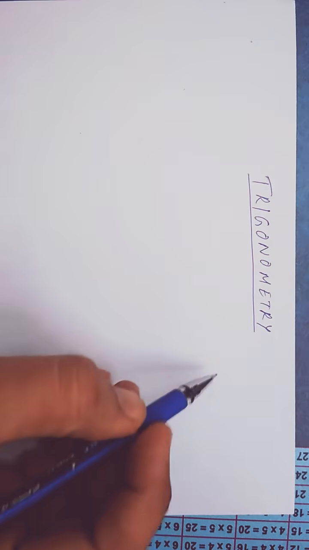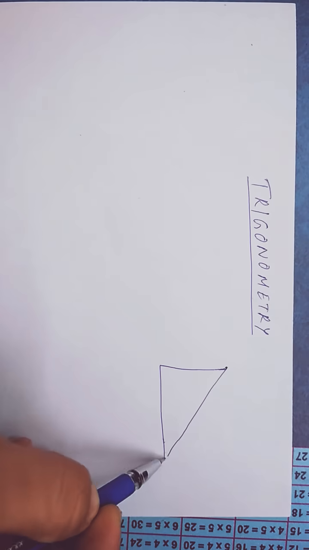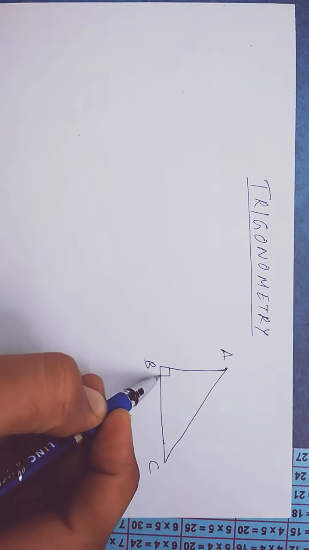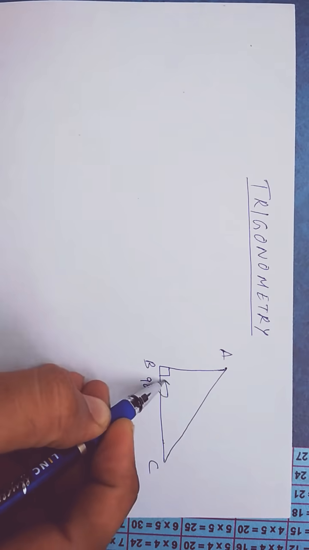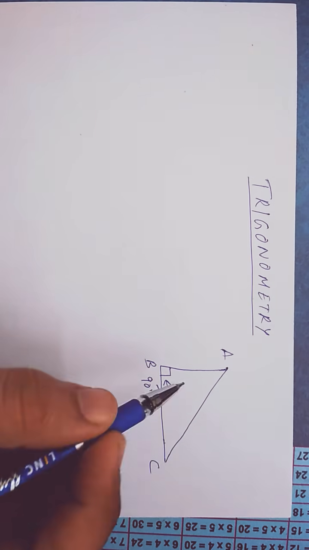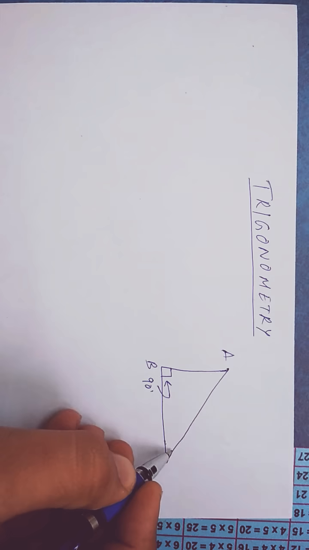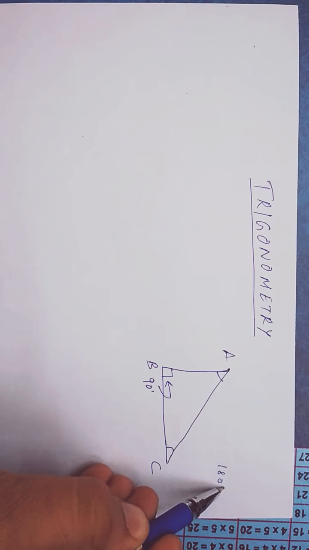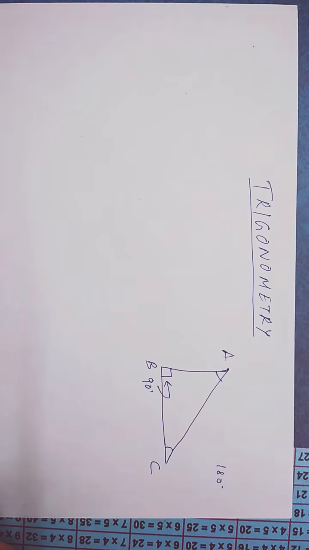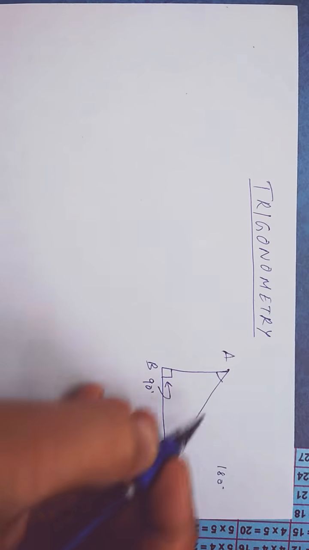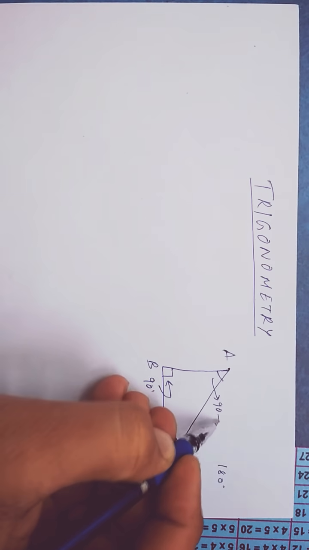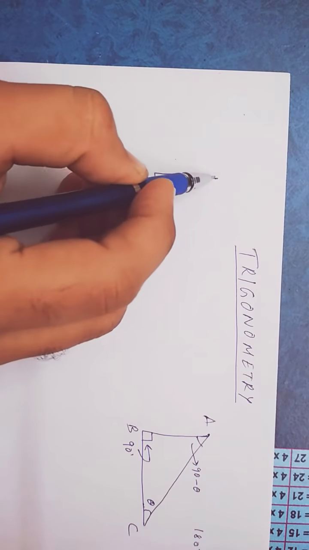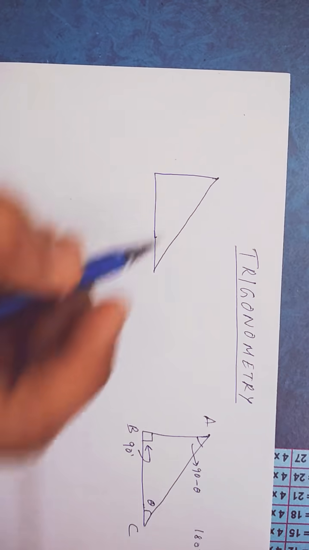Trigonometry deals mainly with right angled triangles, let's say ABC, having one of the angles measuring 90 degrees. Here angle B is a right angle, so this is a right angle triangle, and the other two angles are acute angles. The sum of all three angles in a triangle is always 180 degrees. If we take this angle as theta, the measure of the other angle shall be 90 minus theta. We all know this.